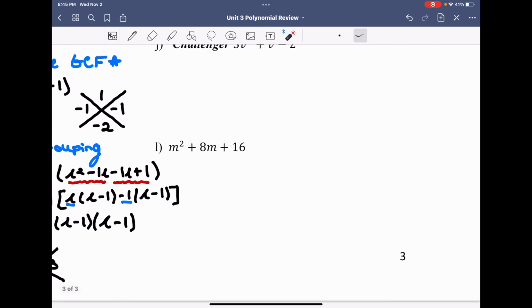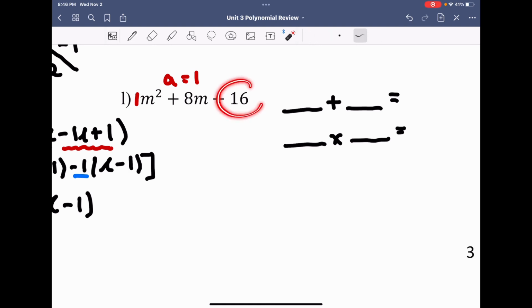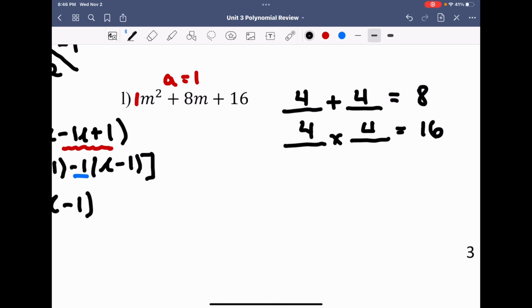All right, and then lastly, we have m squared plus 8m plus 16. I can do this by inspection because I realize the coefficient of my leading degree term is 1, or a equals 1. I have to multiply to make some number and add to make some number. I'm going to phrase it like this just to show a comparable alternative. I have to multiply to make my outside number 16 and add to make my middle number, which is 8. What will do this for me is 4 plus 4 and 4 times 4.